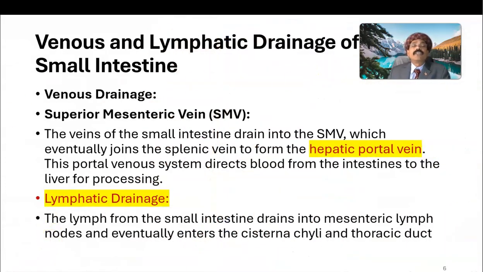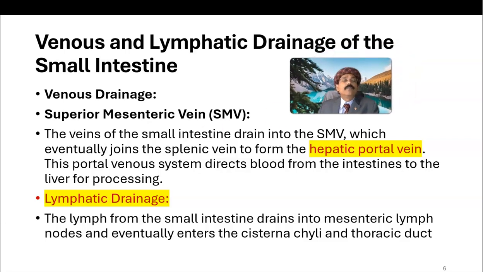Venous drainage and lymphatic drainage of the small intestine. Venous drainage we discuss first, by the superior mesenteric vein. Veins of the small intestine drain to the superior mesenteric vein, which eventually joins the splenic vein to form the hepatic portal vein. This portal venous system directs blood from the intestine to the liver for processing, meaning detoxification and metabolism.